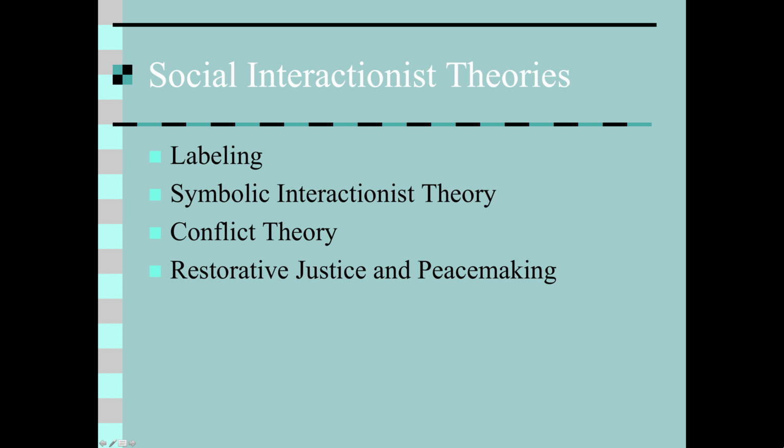We'll be talking about social interactionist theories during this chapter. These theories all derive their explanations from the give and take that continuously occurs between social groups and individuals in society. These theories include labeling theory, symbolic interactionist theory, and conflict theory. We'll also, at the end of the chapter, consider a relatively new way of dealing with delinquency called restorative justice, or sometimes peacemaking.